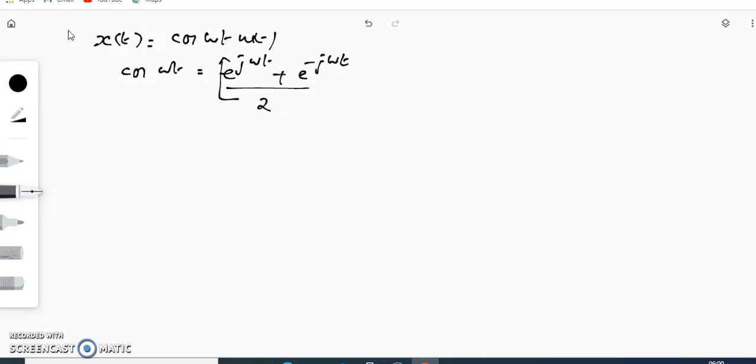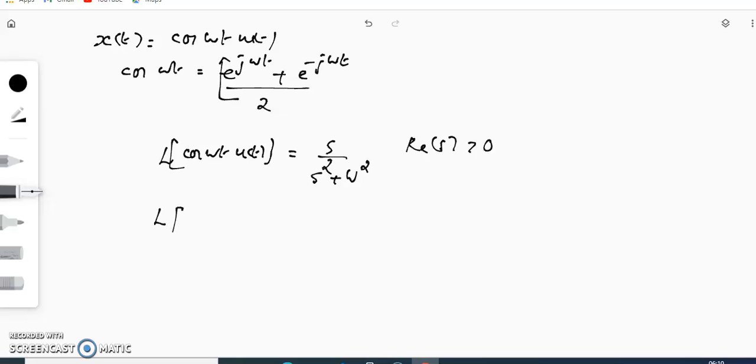Instead of cos omega t, substitute (e raised to j omega t plus e raised to minus j omega t) divided by 2, and solve this equation in the same manner as we have explained earlier. Okay. And you will get the Laplace transform of cos omega t u(t) is equal to s divided by s square plus omega square. ROC here will be real part of s greater than 0.